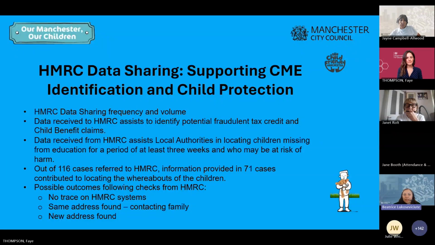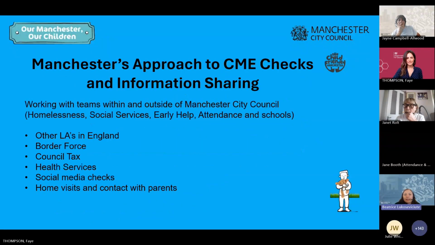So I'm just going to be moving now to speak a little bit about other checks that might be useful for other local authorities. So we work closely with a range of internal departments like homelessness, social services, early help. These teams provide that vital intelligence that helps us trace children who have disengaged from education or moved without notifying schools. But obviously that collaboration extends beyond Manchester. We will liaise with other local authorities across the country to share that information, coordinate support for families who have moved between areas, and ensure continuity and safeguarding.